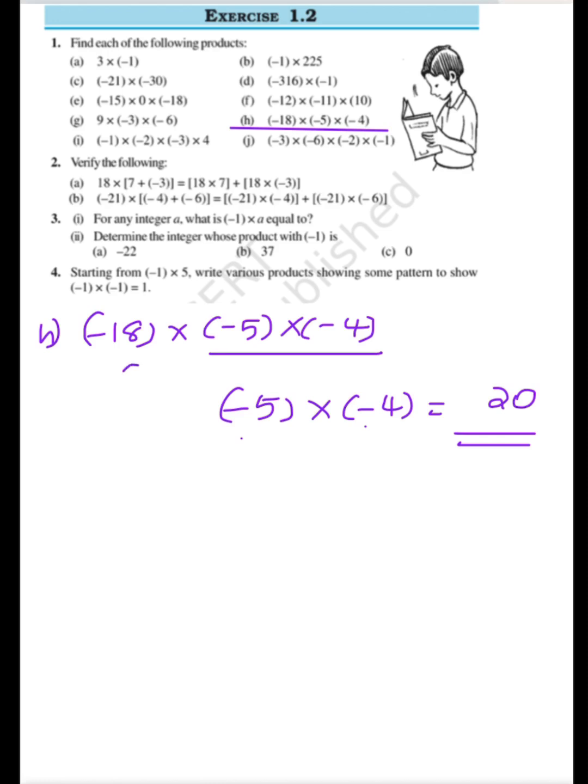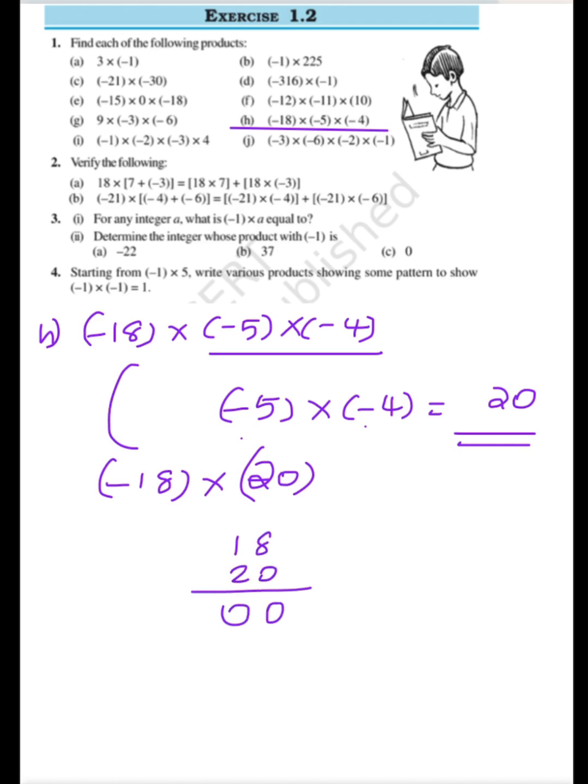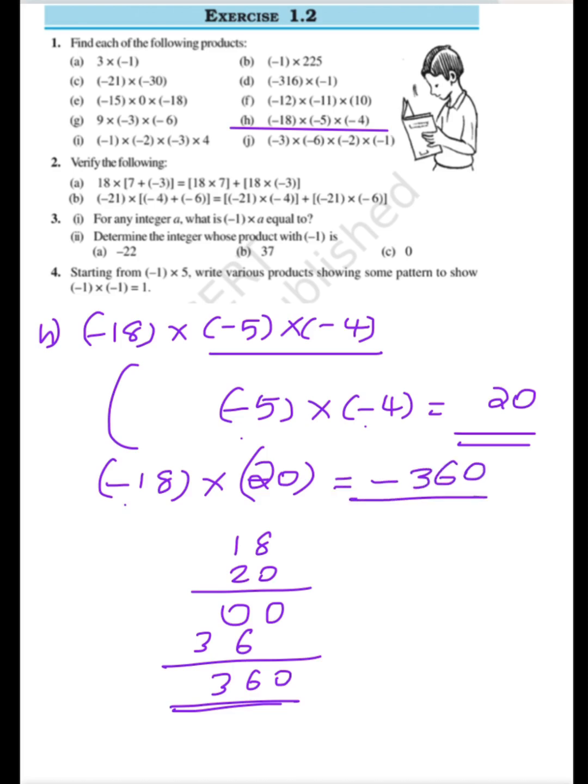Okay. Now let's multiply this minus 18 with this answer, 20. Minus 18 with 20. Let's multiply it. That is 18 into 20. 0, 36. So 360. But there is one minus sign here, so the answer will be minus 360.